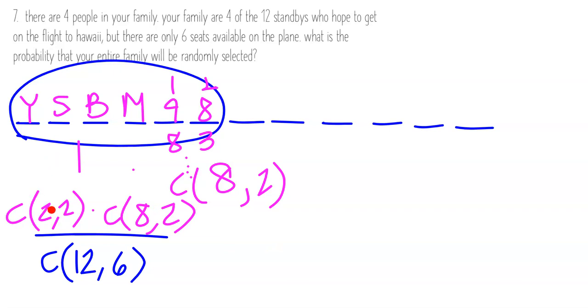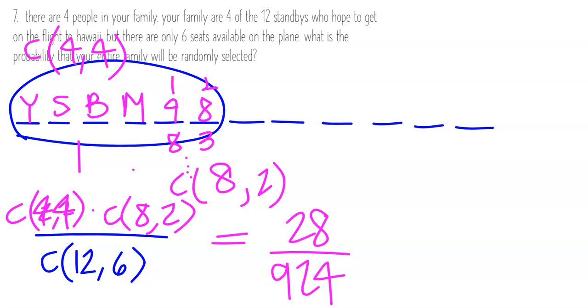Oh, sorry. I don't know why I did 2, 2. It's 4, 4 for the 4 people here. Right. I think that was something like 28,924. Again, I'm not going to reduce that, but you guys can reduce it.